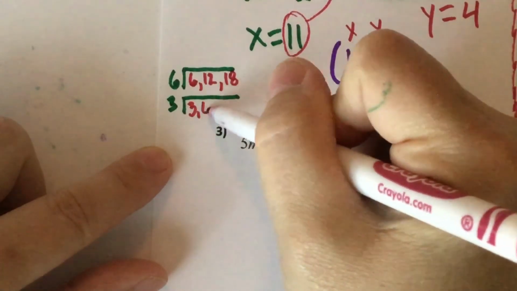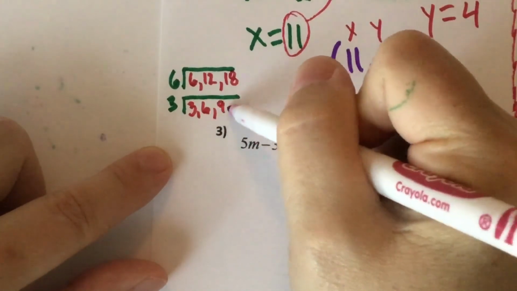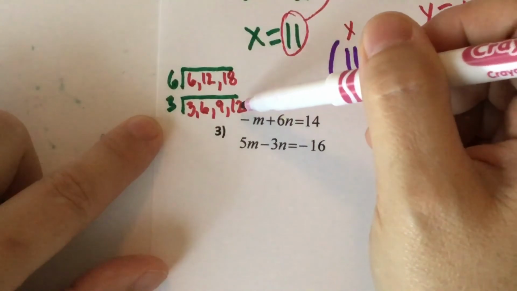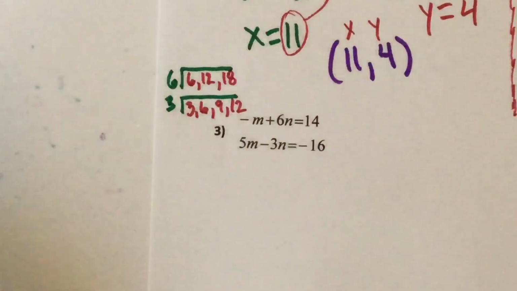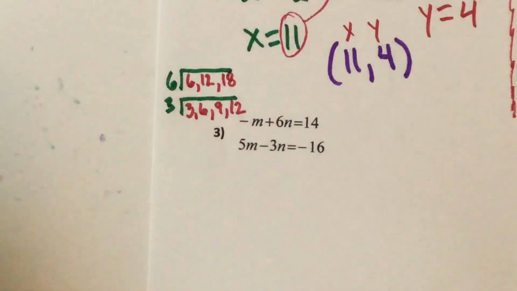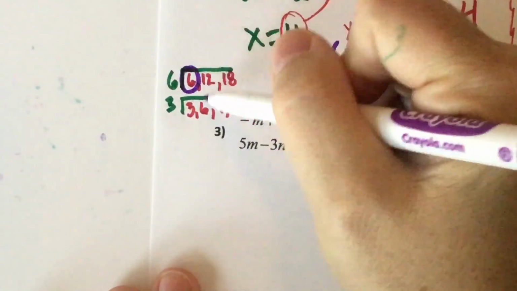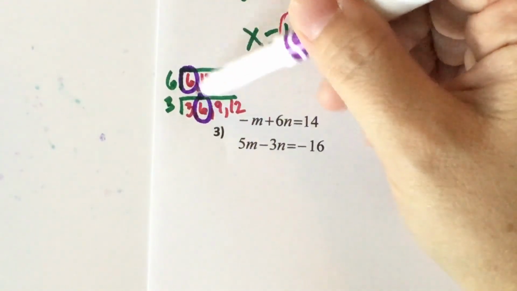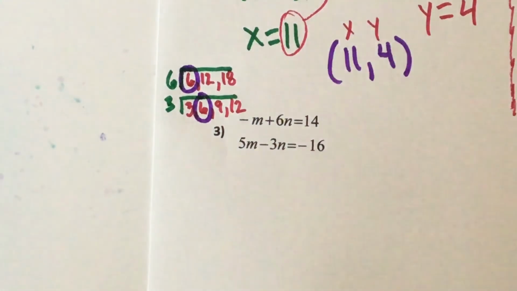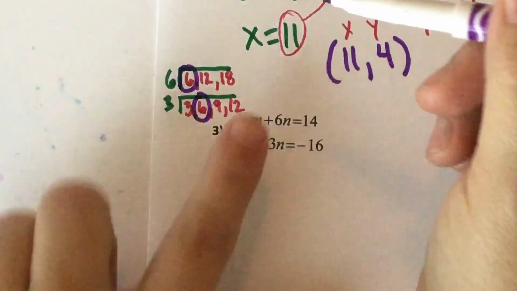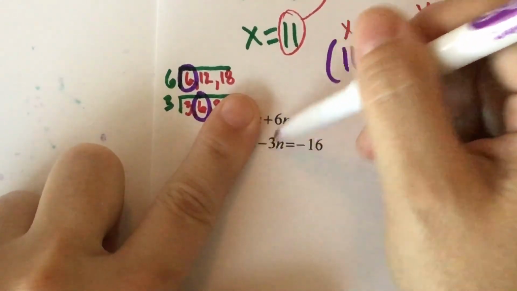3 times 2 is 6. 3 times 3 is 9. 3 times 4 is 12, etc. These are the numbers that 3 can go into. So look to see what's the smallest number they both have in common in their list. And they both can go into 6. Now they can also both go into 12, but I want to pick the smallest just so I can work with smaller numbers. So since they both can go into 6, I'm going to turn these both into a 6.